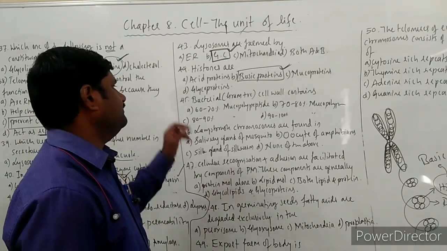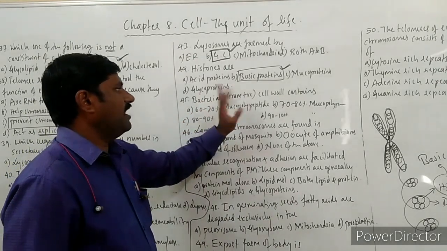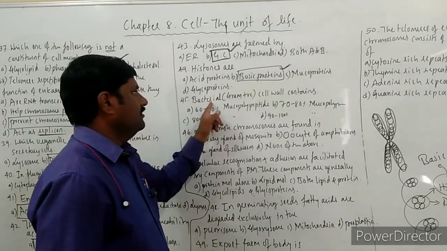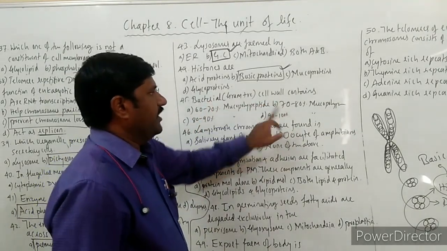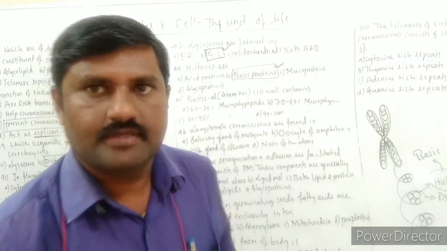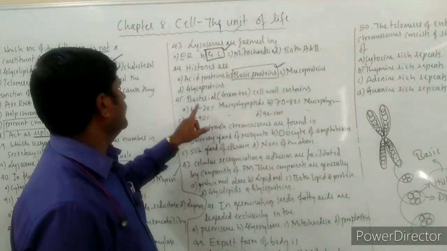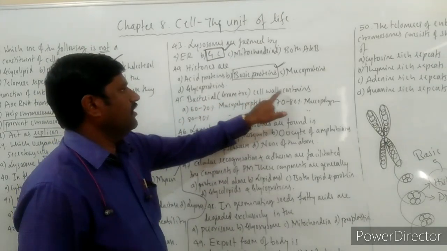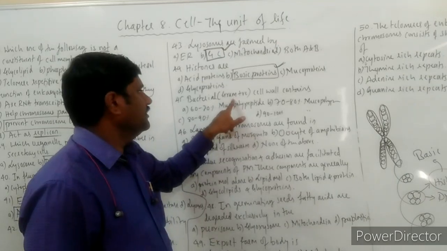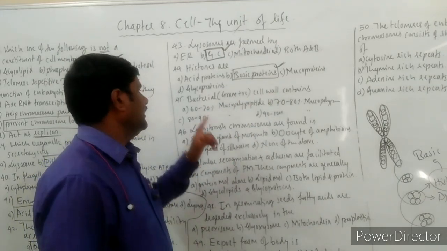Okay. So next one. The gram-positive bacterial cell wall contains the cell wall mainly consisting of mucopolypeptides. Which bacteria's cell wall contains it? That is gram-positive bacteria. What is its cell wall containing?